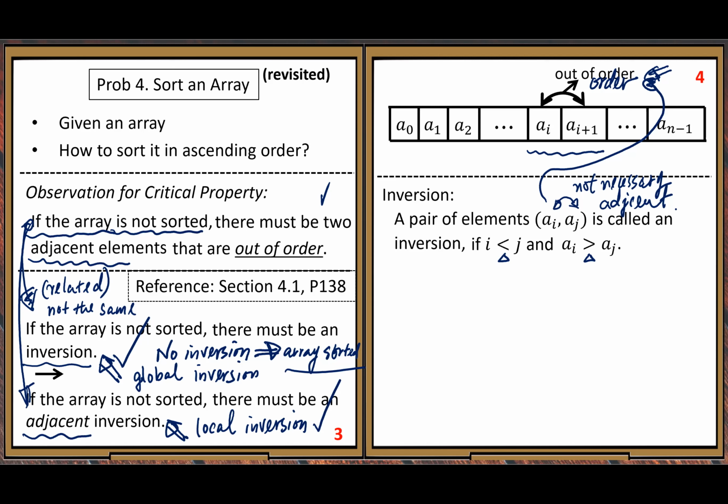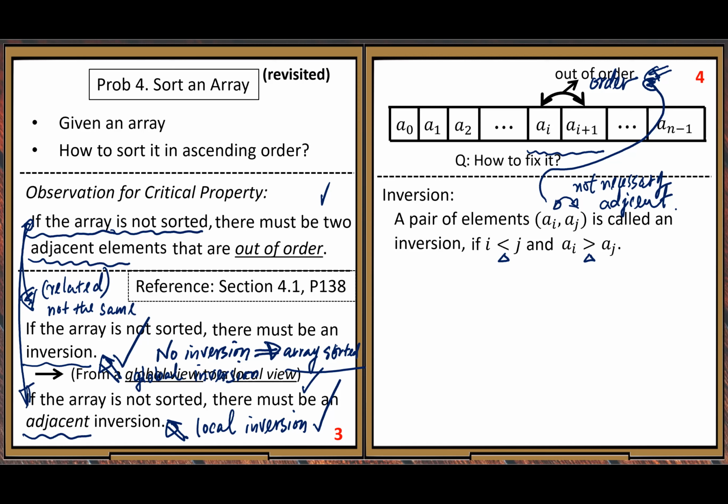With the local way, every time you only consider two adjacent elements. With the global view, you need to consider any two elements in the array. Too many choices. With the local way, much fewer choices, so much easier. So here we take the local view, local inversion.